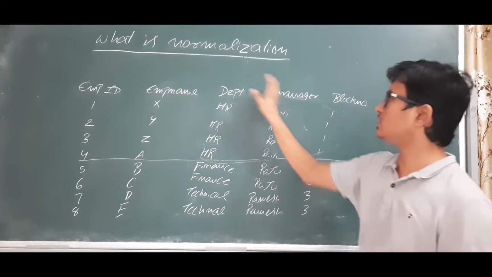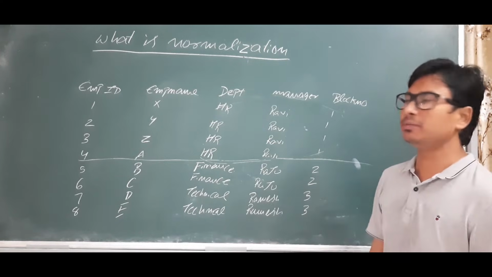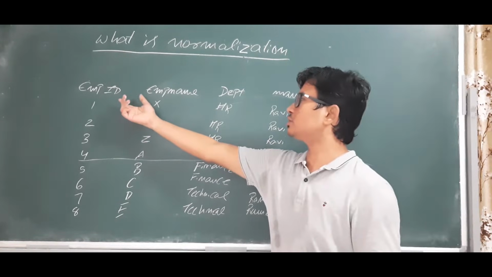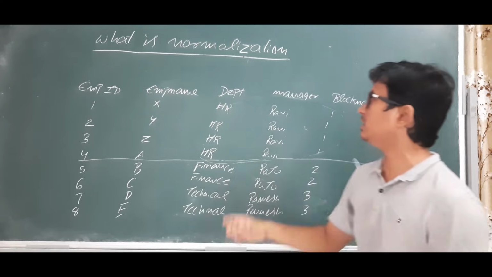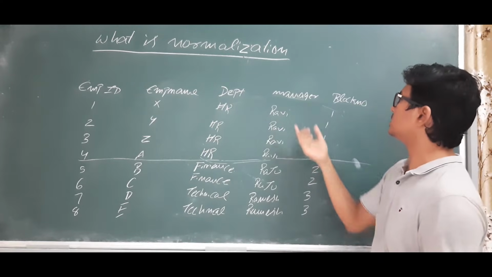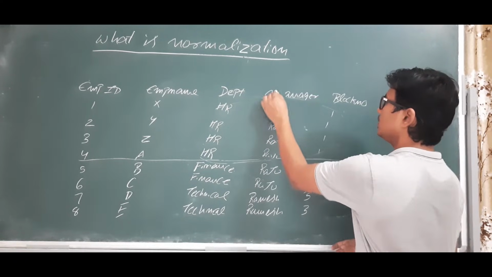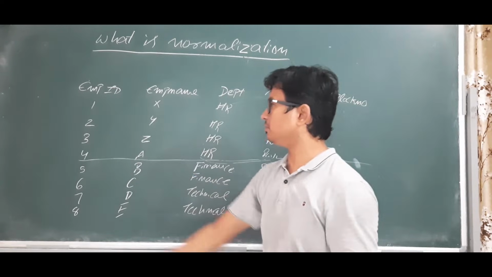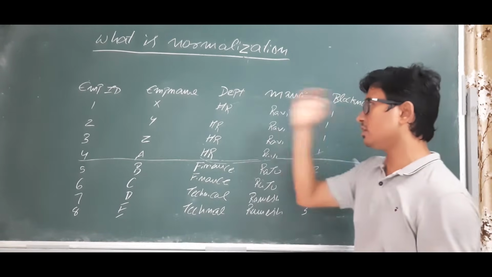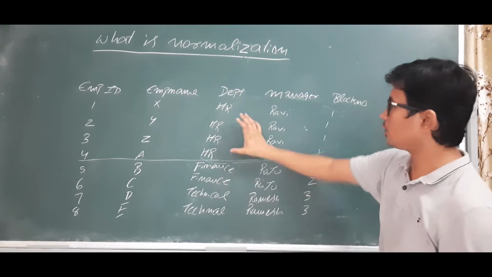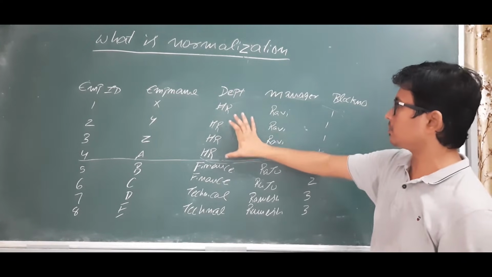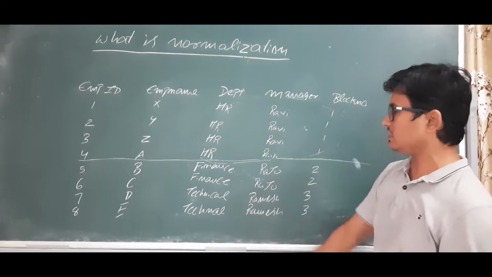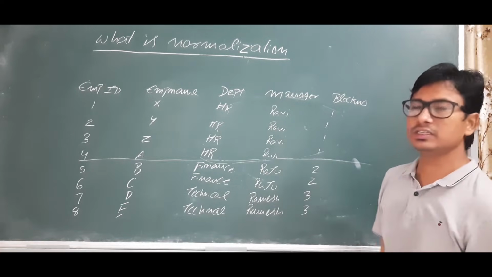If you see this table, I have taken an employee table which consists of attributes like employee id, employee name, department, manager, and block number. I have taken 8 employees whose names are from X to E, and they are working in 3 departments: HR, finance and technical, and I have given the manager list.